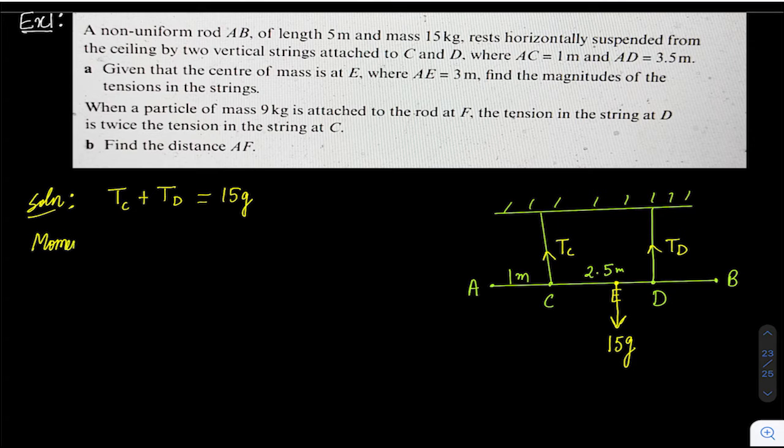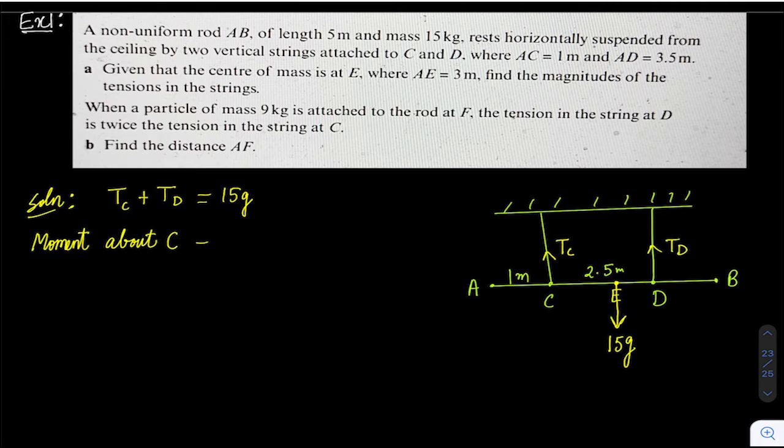Now the second equation we can form using moments, right? We have discussed this. You can find the moment about any point, and it's always convenient to find the moment at either C or D, because in that way the moment for one tension will be 0. So let's find the moment about C and see what happens. You can find the moment about D also, or about A or B, it doesn't matter, but it's always convenient at C and D.